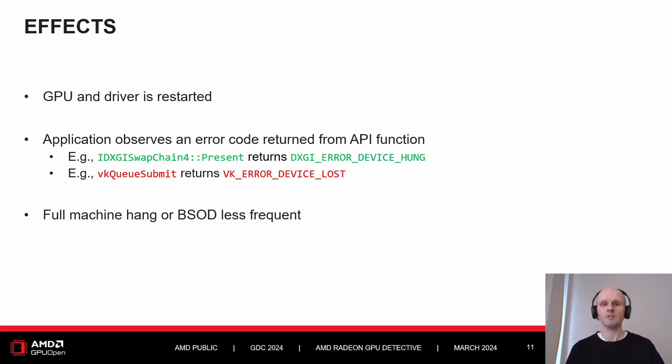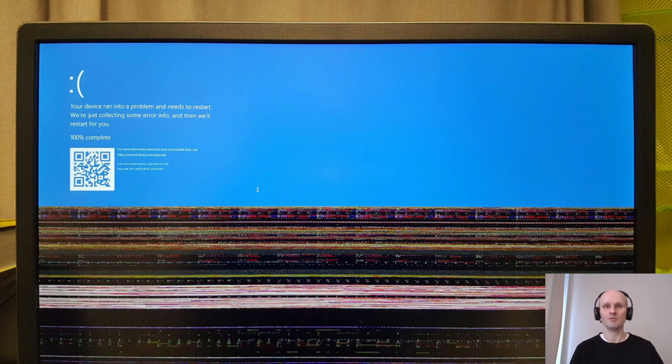When the thing that we call GPU crash actually happens, the effect on modern Windows is that the GPU and the driver is restarted. From the perspective of our code, it means that some function of the graphics API, very often Present, returns a special error code, like device lost or device hung. Blue screen of death or a hang of the entire machine does happen sometimes, but is less frequent these days. This is a photo I took when I once had this interesting crash that looks like half blue screen and half corruption.